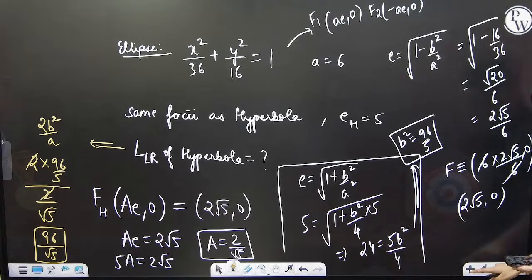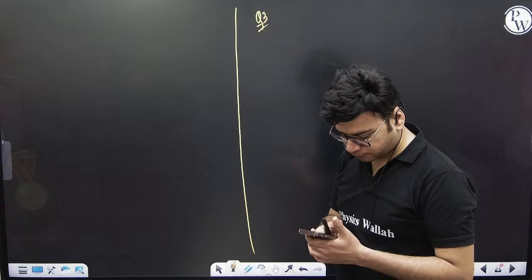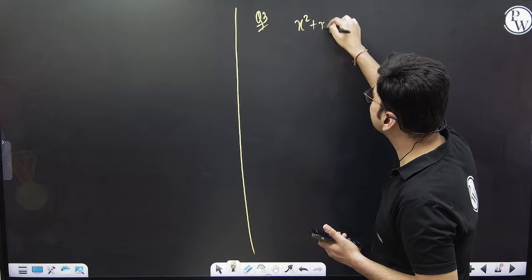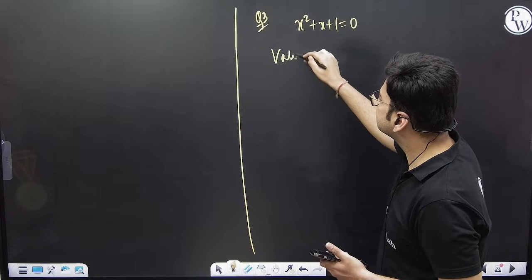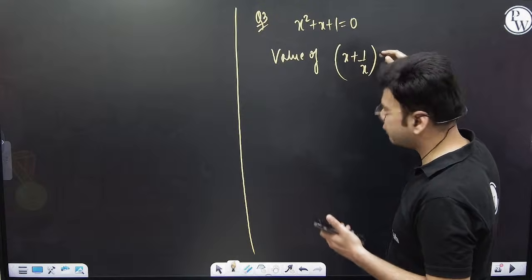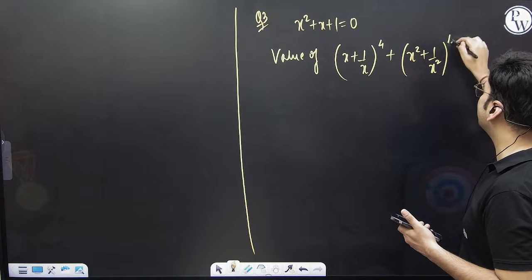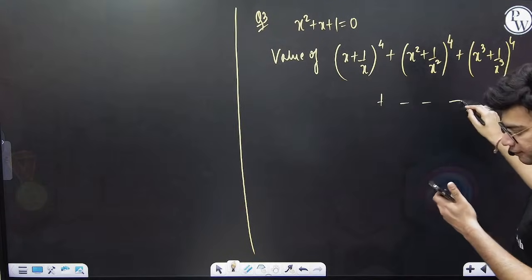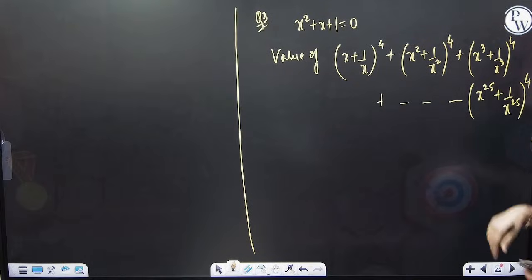Now coming to the third question. So x square plus x plus 1 is given as 0 and I am expected to calculate the value of x plus 1 by x raised to the power 4, plus x square plus 1 by x square raised to the power 4, plus x cube plus 1 by x cube raised to the power 4, and so on till x to the power 25 plus 1 by x to the power 25 raised to the power 4. This is what I want to calculate.